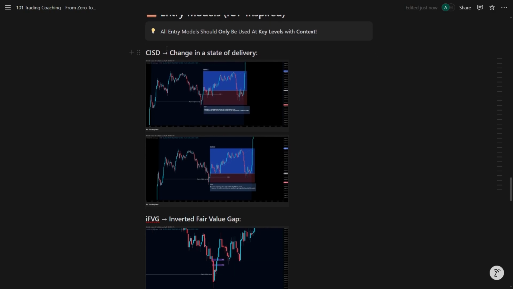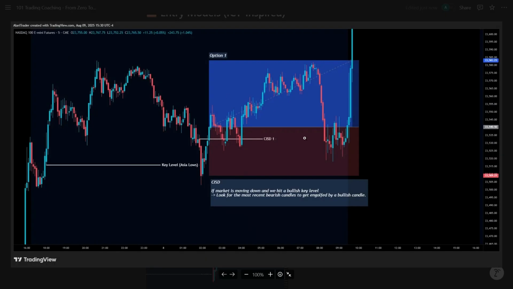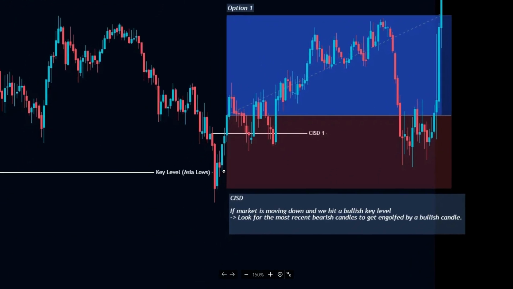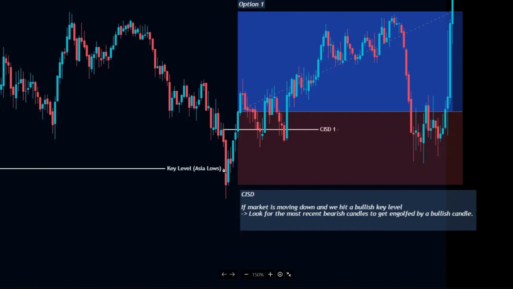So now we're going to go through CISD, change in state of delivery. This is one type of entry model. It's basically, if you can see here, do you see this right here? Before we hit the key level, or even after you hit it, you're going down, bearish candles, right? You hit the key level and then you engulf this bearish candle. So you go back up and then you close above it with a bullish candle. So this was the most recent bearish movement. Before it, we had a bullish candle and then bearish candles and then up to engulf this bearish movement.